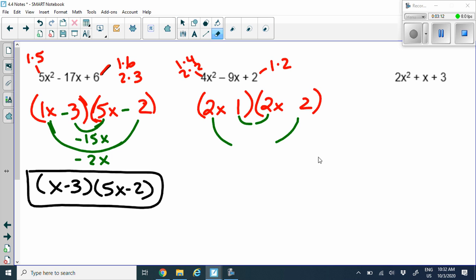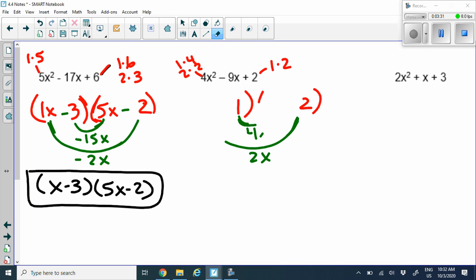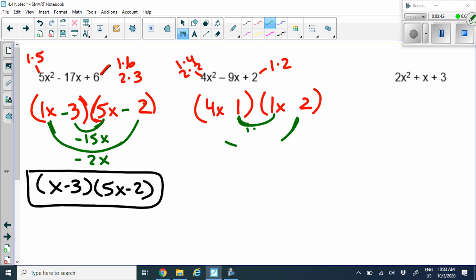So let's try 1 and 4 here. Okay, multiply the inners, we get 4x, multiply the outers. Okay, 4x and 2x, will that get us to 9? No, so let's switch that 1 and 4x. Okay, 1x times 1 gives us just a 1x. 4 times 2 gives us 8x. So if we think about 1x and 8x, if we added or subtracted, would that get us to negative 9?